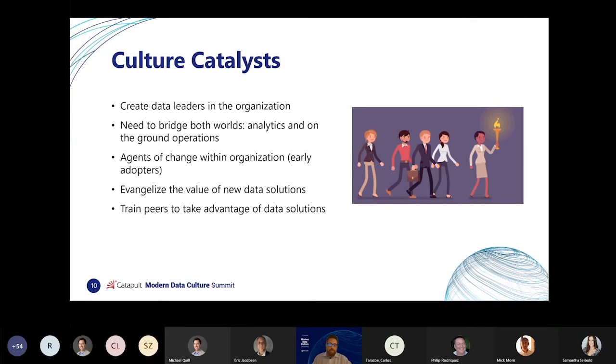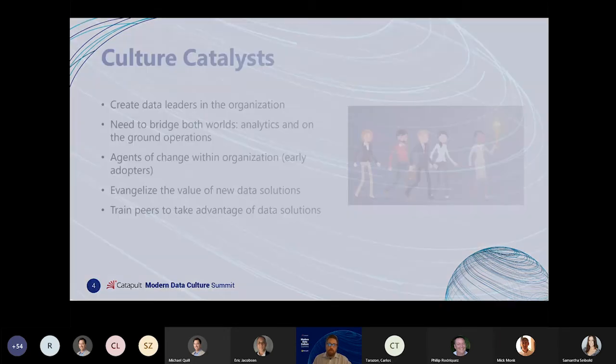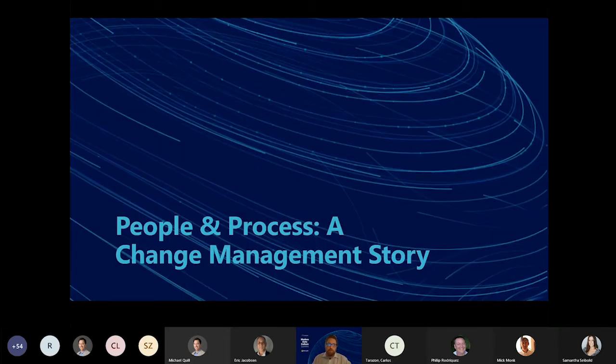So just some ideas on how to take advantage of your people and how to involve your people in all the different iterations of improving data culture. From here, we'll start focusing on the actual processes we use to deliver data solutions. I'll turn the mic over to Eric here.